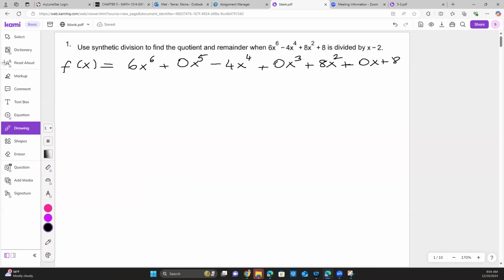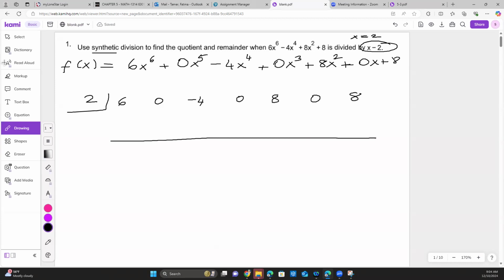Now for synthetic division, I don't need everything. I just need the coefficients in front of each term. So I have 6x to the 6th, 0x to the 5th, negative 4x to the 4th, 0x cubed, positive 8x squared, 0x, and the last number is 8. These are the numbers that we're going to divide, and we're going to divide them by x minus 2. When I set x minus 2 to 0, that means x must be 2. So the number I need here is 2. Again, this number is derived by setting x minus 2 to 0. So that's what I need to place here.